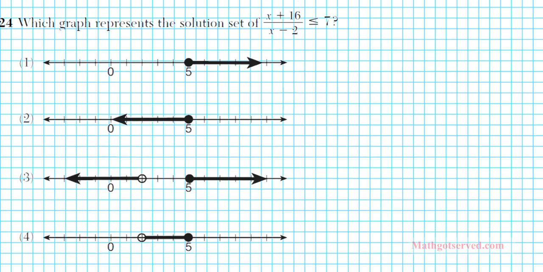All right, let's take a look at problem 24. This is a rational inequality that we're solving here. So the first thing we want to do is find the boundaries. Okay, so let's find the boundaries.